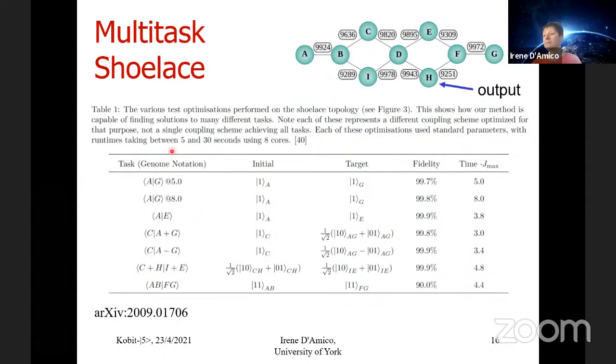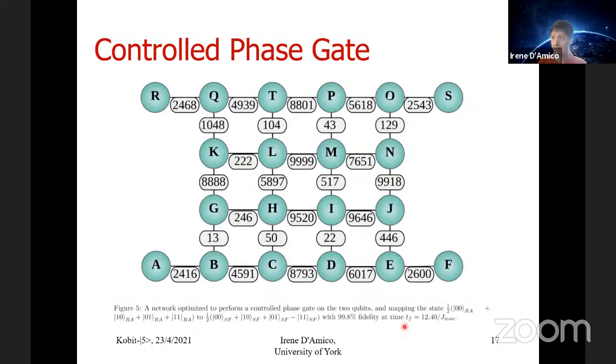Or we can have the input, for example, in a different qubit, but have the output as an entanglement of 2 qubits, in this case A and G, or 2 different qubits, or actually this is a different entanglement, A minus G, and so on and so forth. And we have been able to show that it's possible for this particular network to produce this type of tasks in very reasonable times. But we wanted also something more complicated than that.